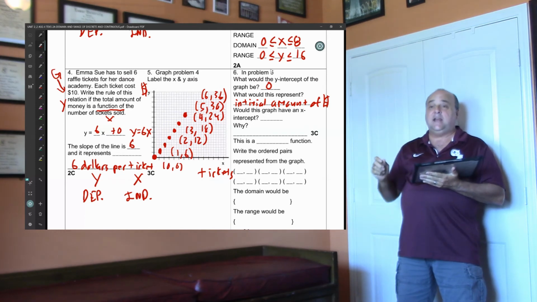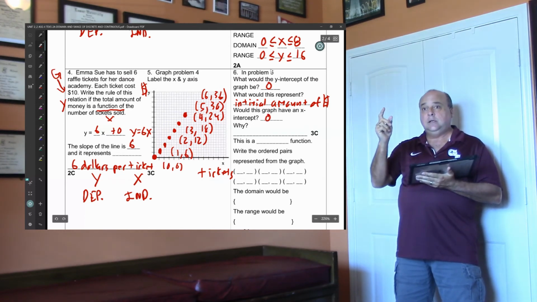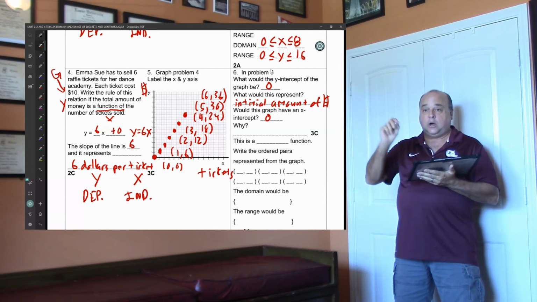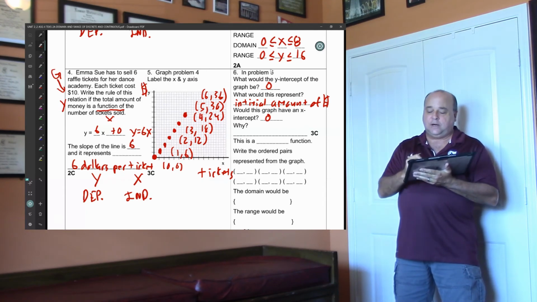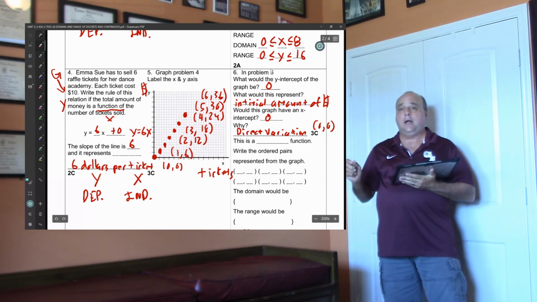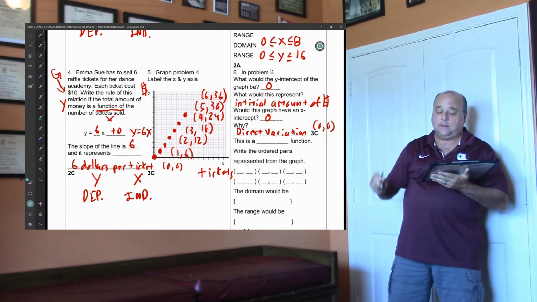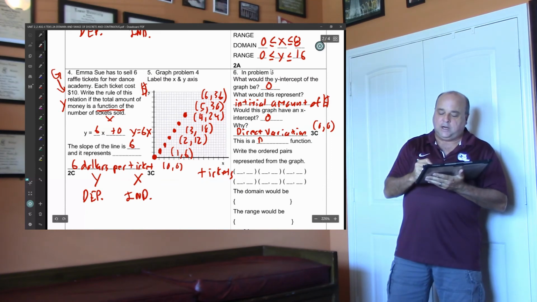Would this graph have an x-intercept? Yes, it would. It would be 0 because that's the start. It would start at the origin, right? Why? It has direct variation, right? If the line has direct variation, it's going to have 0, 0 as an ordered pair, right? So it does have an x-intercept, but the cost is going to keep going up. This is a discrete function.